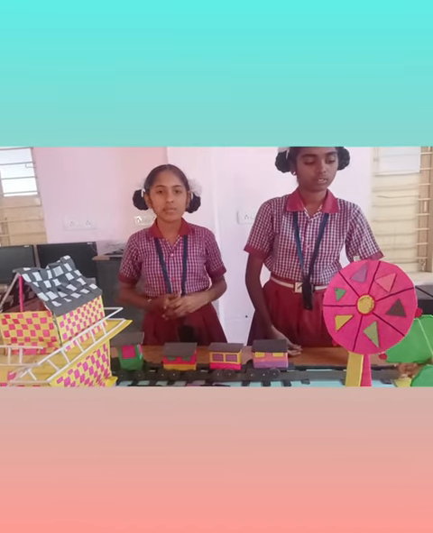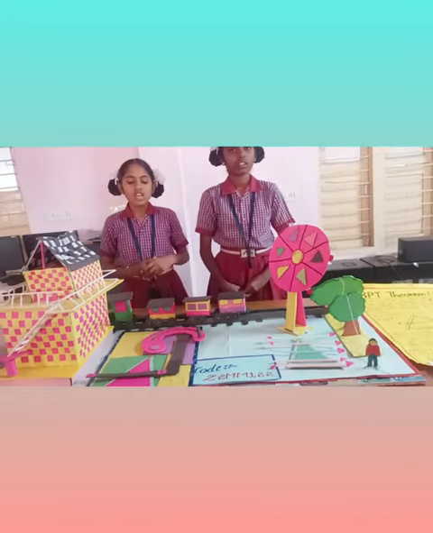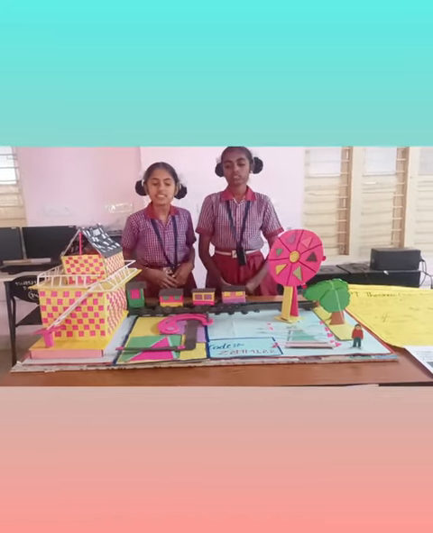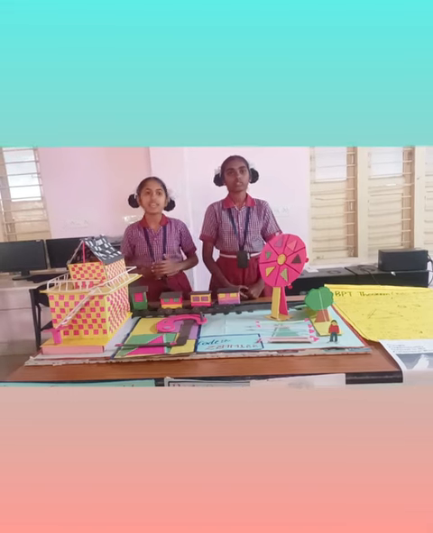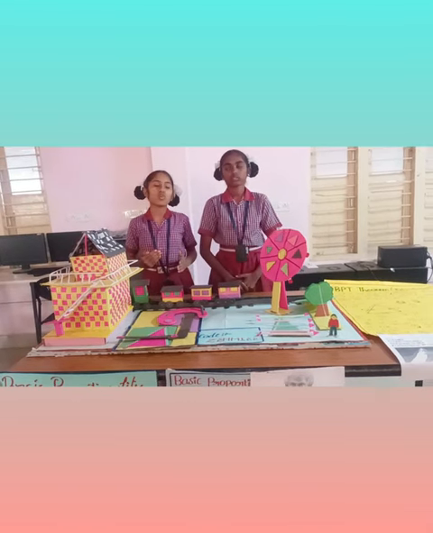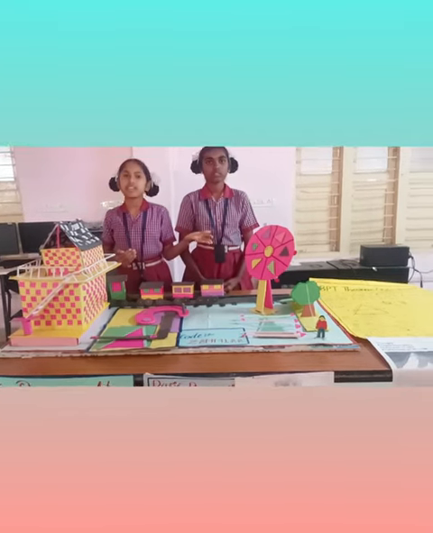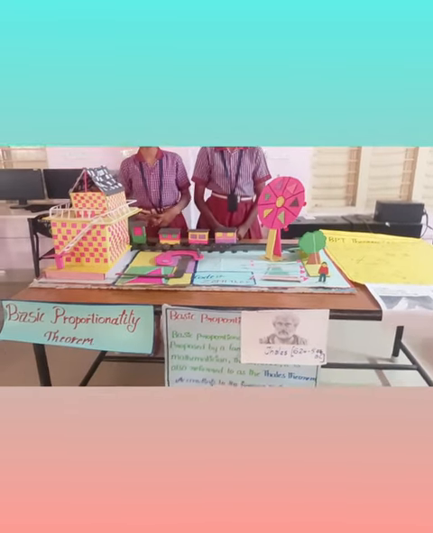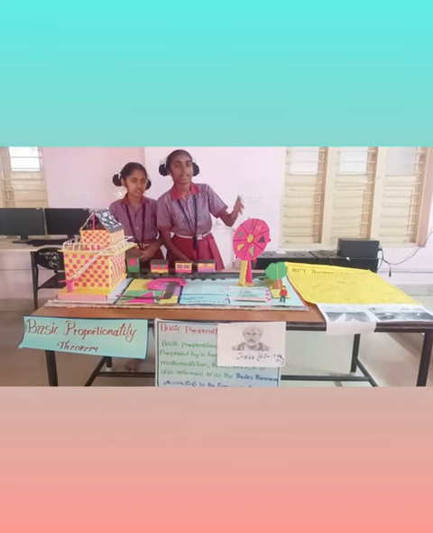But the scalene triangle means it has three sides with three different lengths, right? So here we are taking the scalene triangle because if you prove it for the scalene triangle, that means it has three different sides, right? So it is easy to prove by proving the scalene triangle, and it is very easy to prove the isosceles and equilateral triangle after proving the scalene triangle. And we can use all types of triangles mentioned here.